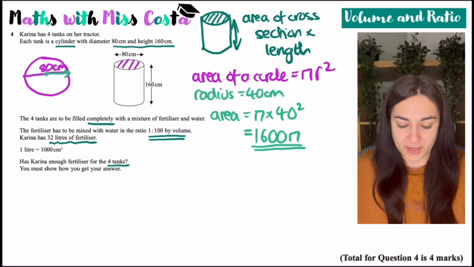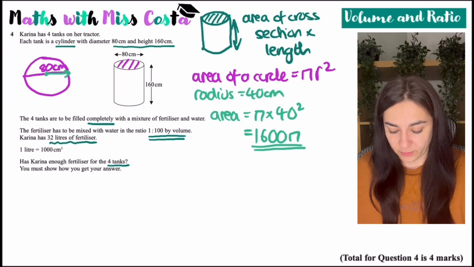Now what do I do to work out the volume? Well, I work out the area of the cross section, which is 1,600 pi.